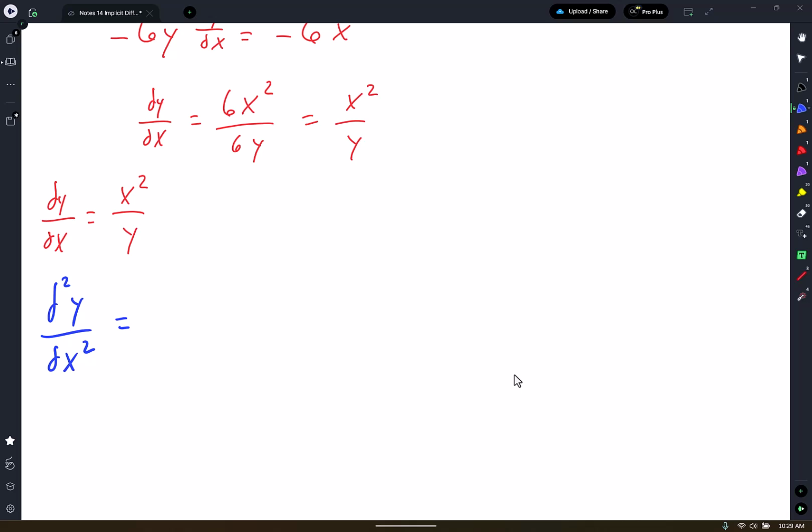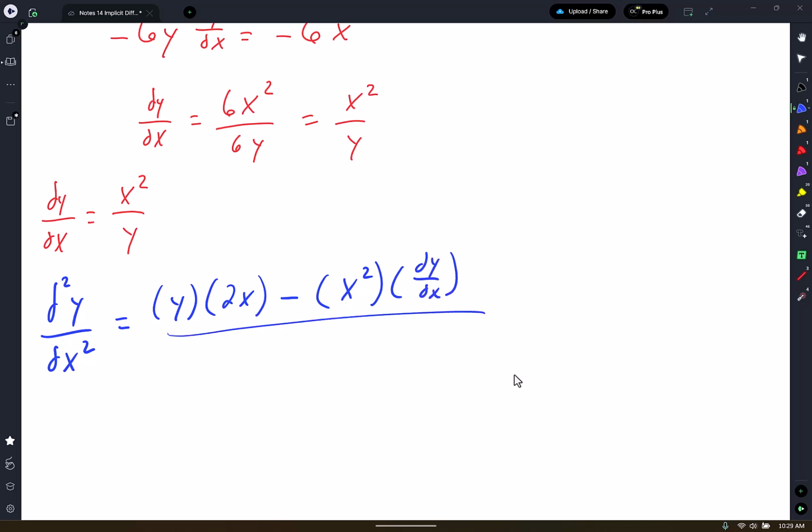So what rule am I doing again? Quotient. Bottom, oh, you guys tell me. What's the derivative of the top? Minus the top times the derivative of the bottom, which is what? Times y squared, all over y squared. Okay.